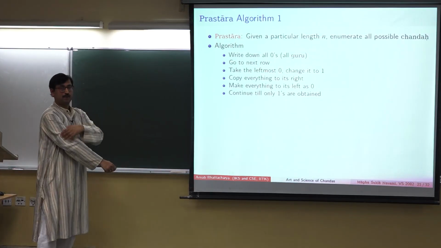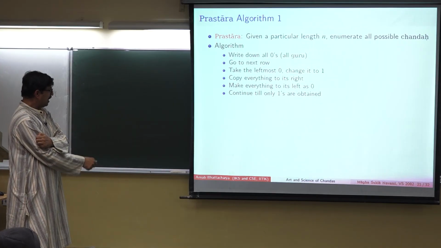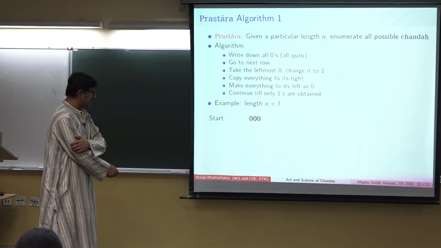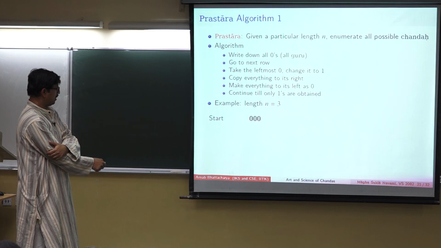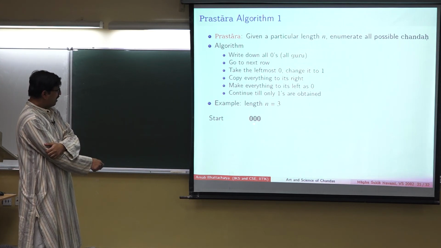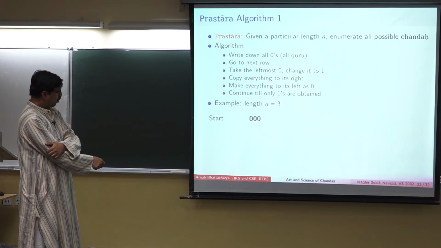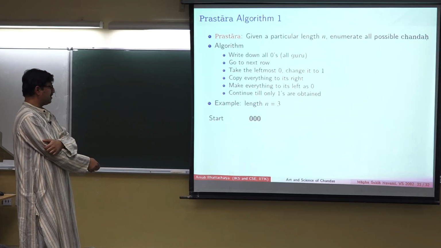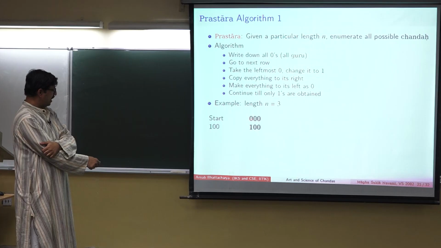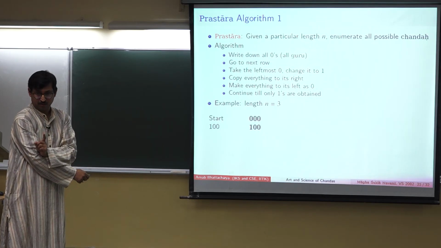So let me go quickly over some of the algorithms. It's actually an interesting algorithm. It starts with this: 0, 0, 0. So the first one is Guru, Guru, Guru. Then I go to the next row, take the leftmost 0 and change it to 1. Change it to 1 and copy everything that is there on the right. Then make everything to the left as 0. So here I take the leftmost 0, make it 1 and copy everything. Now there is nothing on the left of it, so I don't worry. So the next pattern that I get is 1 0 0.